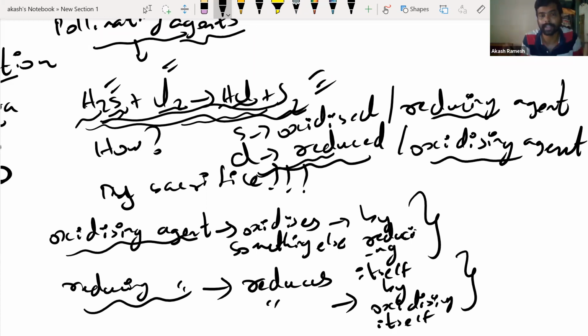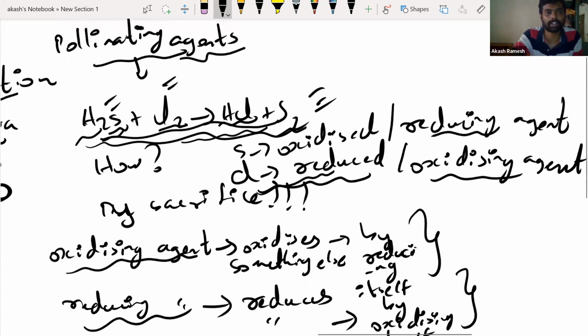Once you find which is undergoing oxidation and which is undergoing reduction, you can easily find out what is the reducing agent and what is the oxidizing agent. Whichever is undergoing oxidation, that is the reducing agent. Whichever is undergoing reduction, that is the oxidizing agent. Very simple. Ulta pulta.